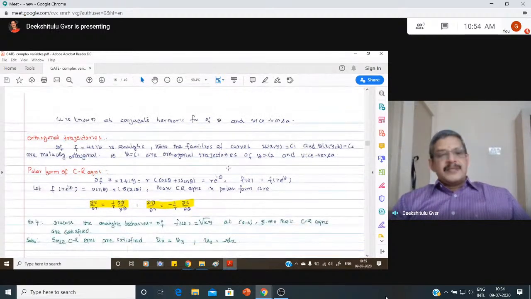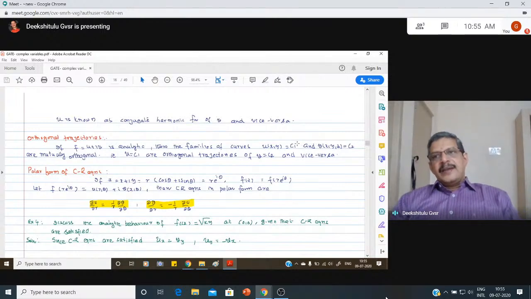And another important application is orthogonal trajectories. If F is equal to U plus iV is analytic, then the families of curves U of xy is equal to C1 and V of xy is equal to C2 are mutually orthogonal. That is, if U is equal to C1, it is the orthogonal trajectory of V is equal to C2 and vice versa. What do you mean by orthogonal trajectories? That you have to understand first.